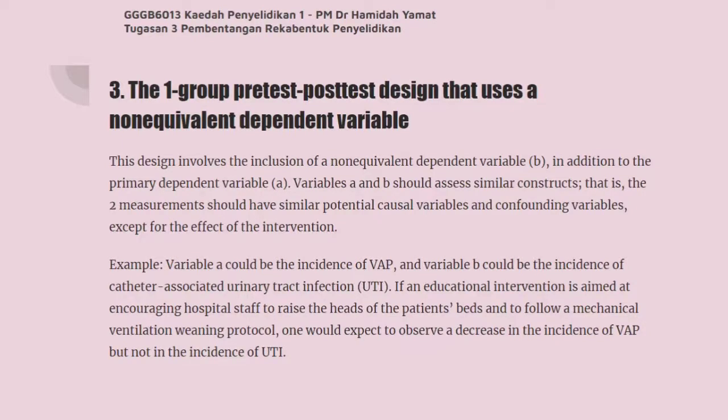But a number of important confounding variables, such as the severity of illness and the antibiotic prescribing practice, might affect the outcome of the measurement. So if VAP and UTI rates are both measured and the VAP rate decreases after the intervention, but the UTI rate does not, it just shows that the data is more convincing.